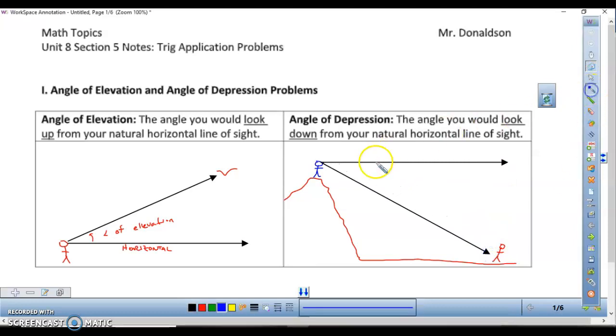So this is my angle of depression. And this is the horizontal line of sight. So just keep in mind that it's always compared to horizontal. Okay? So angle of elevation, angle of depression. Let's look at a couple examples.